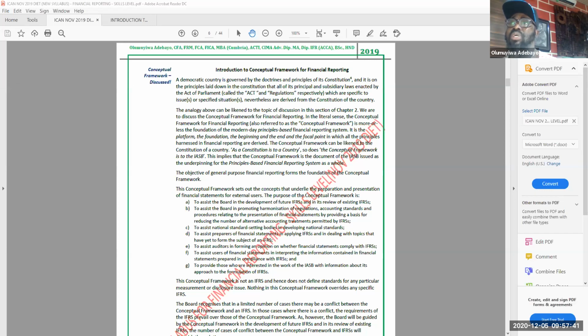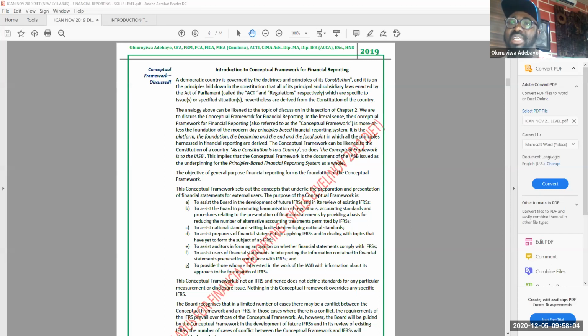Also, one of the beauties of this Conceptual Framework is that it assists standard setting bodies in various localities. Like in Nigeria, remember we still have the FRC as a standard setting body in Nigeria. If you are aware, Nigeria had its own standards prior to the adoption of IFRS, and the standards are still in existence.